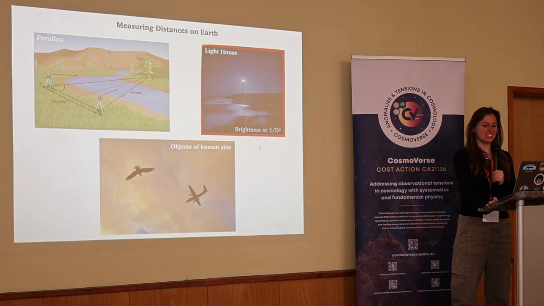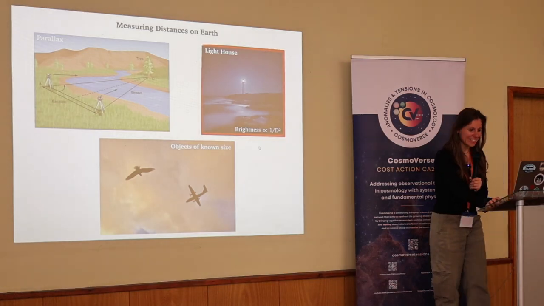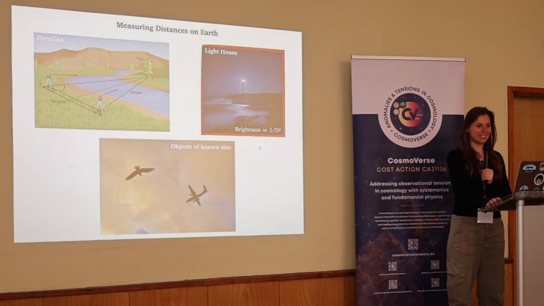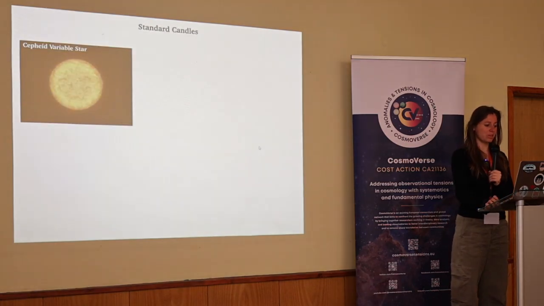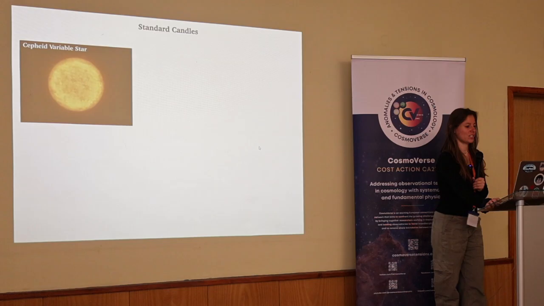Now, let's get to the lighthouses in space. We have what we call standard candles, which means just like the lighthouse, we know how bright stars should be, theoretically. And then we just compare how bright they look in the sky. The first one, my favorite, Cepheid variable stars.